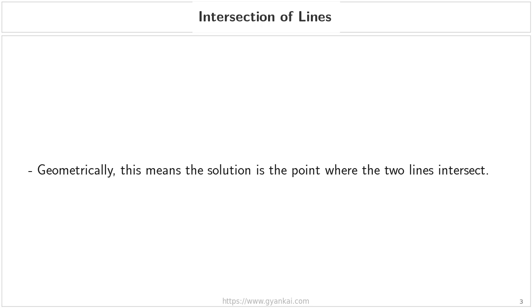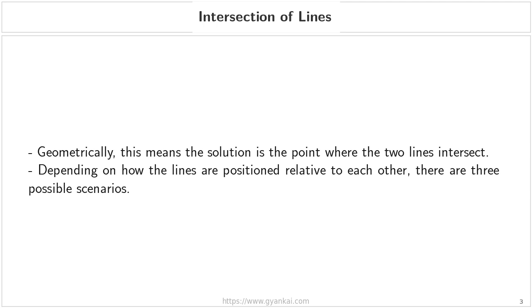Intersection of lines. Now that we understand that a solution to a pair of equations must be a point that lies on both lines simultaneously, let's look at what this looks like visually. Geometrically speaking, finding that solution simply means finding the exact point where the two lines intersect or cross each other. However, it is important to realize that lines don't always cross in the same way. Depending on how these lines are positioned relative to each other on the coordinate plane, we are going to encounter three distinct possible scenarios. We will examine each of these, intersecting, parallel, and coincident lines, one by one in the next few slides.